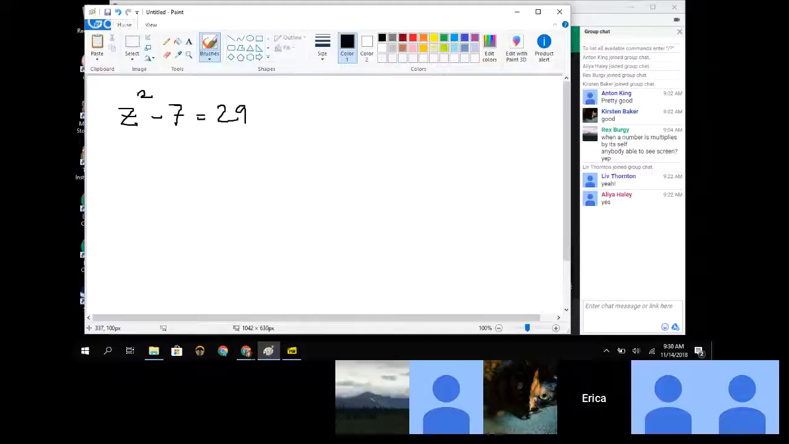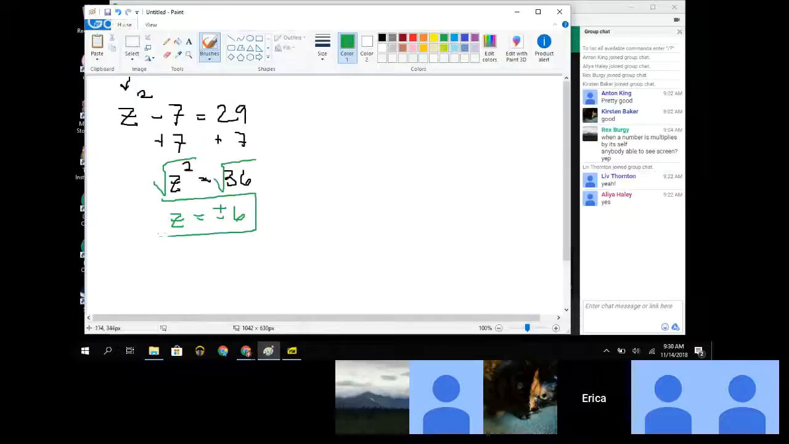So in this case, I still need to get my squared term by itself. So I'm going to add 7 to both sides. Okay, and I end up with z squared equals 36. Then I'm going to take the square root of both sides, and I end up with z equals plus or minus 6, because the square root of 36 is 6. But when I take that square root, I have to take into account both the positive and the negative 6.